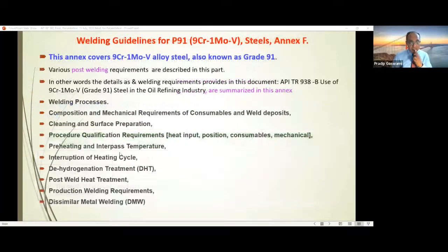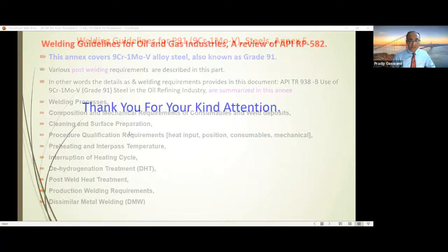And last in this annex is RP 582 Annexure F. This talks about P91 welding. There are lots of things to cover under P91, and quite a bit of information is covered under this annexure. So this is a quick snapshot of those.